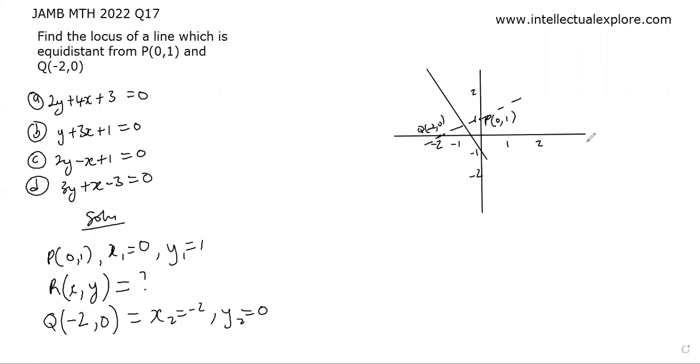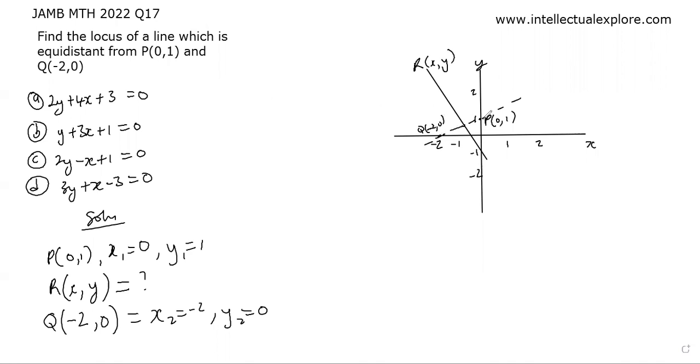Okay. Now this is our R(x, y), and this is our point P, this is our point Q, and this place is our point R. So you see, the locus is equidistant from point P and point Q, and that means the distance from here to P is the same as from here to here. And we remember the formula for calculating the length of a line in coordinate geometry.